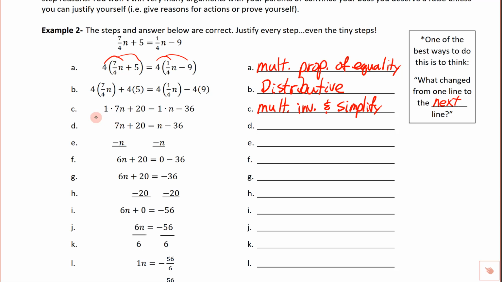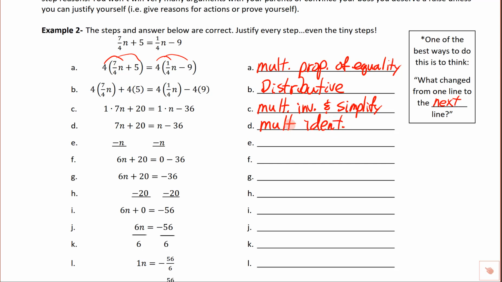Now, the only thing that changed from here to here, and I will grant you this is a little bit nitpicky, a little bit on the silly side. They did 1 times 7n is 7n. The 20 stayed the same. 1 times n is n, and the negative 36 stayed the same. So the only thing that they did is they took advantage of the fact that if you multiply by a 1, it doesn't change the number at all. And you'll remember that's called the multiplicative identity. So the only thing that they applied right here is the multiplicative. So we're just going to do mult, and identity, I'm just going to use ident.